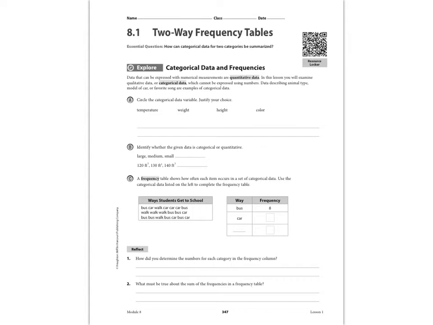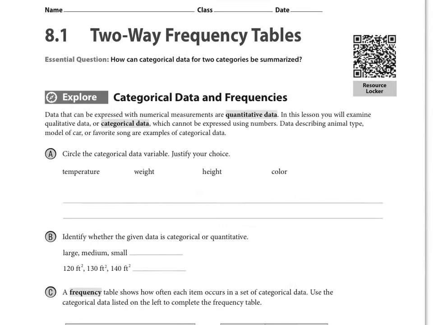This lesson is 8.1 Two-Way Frequency Tables. Our essential question is, how can categorical data for two categories be summarized? So we have two different types of data that we deal with, and that is quantitative data and categorical data.